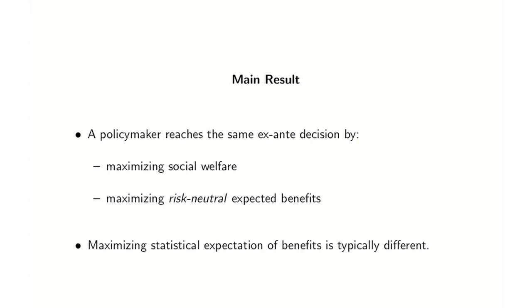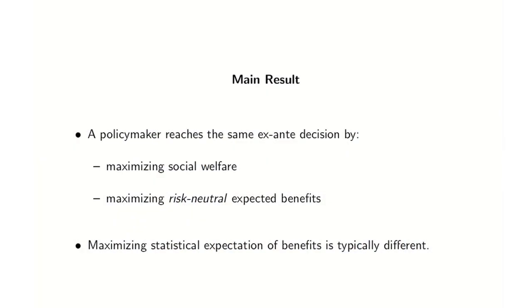Now, the main result is going to be a relatively simple one. It's that the policymaker is going to reach the same ex-ante decision by maximizing social welfare and maximizing risk-neutral expected benefits. By risk-neutral, I mean that you're forming the expectation using these risk-neutral probabilities that come out of option prices that we heard about in the first session. Maximizing the statistical expectation of benefits is typically going to be different.